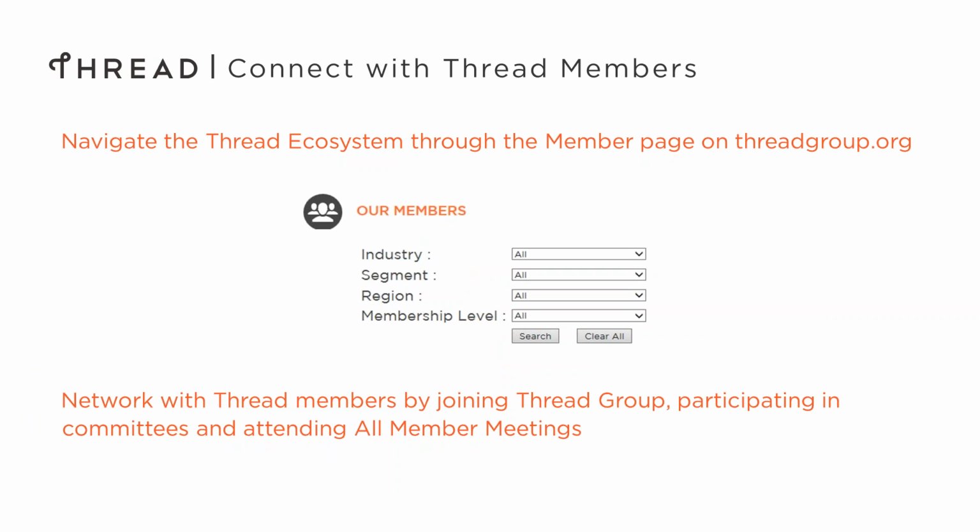And we do try to give you some tools to help you navigate through the Thread ecosystem. As a non-member, you can go to the publicthreadgroup.org website and look under the Who Are Our Members section, and you can search for specific categories within industry, segment, region, and their membership level.